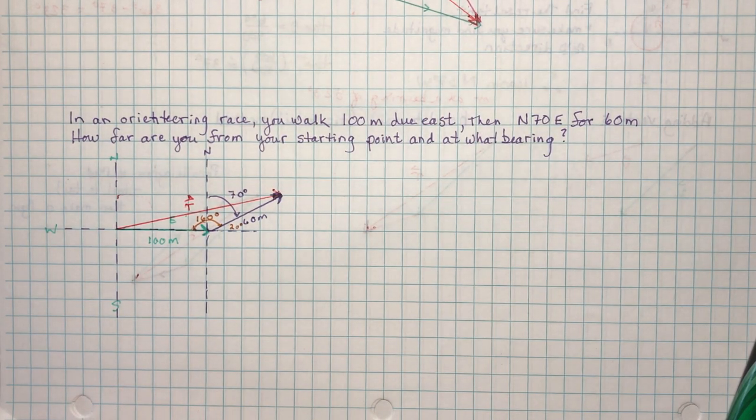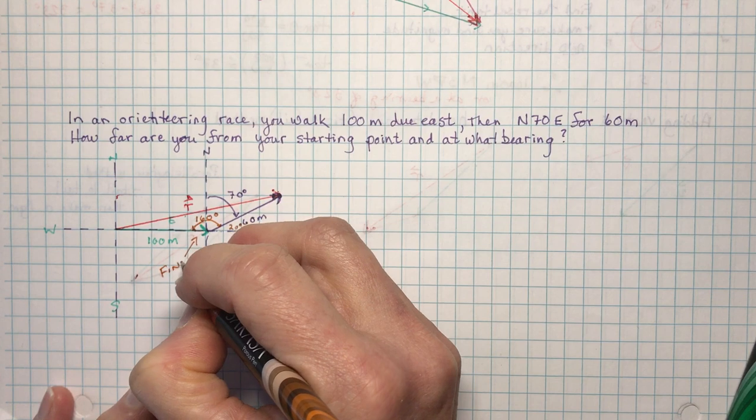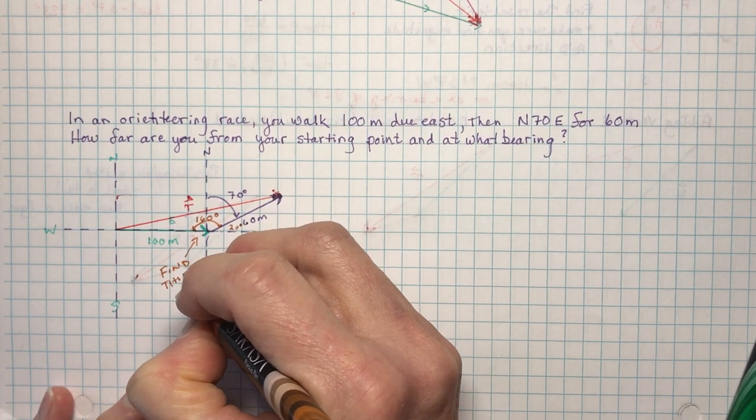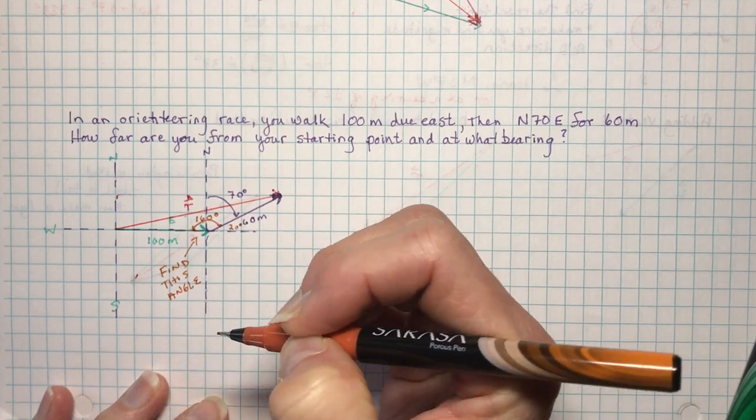I don't know how many students on their test will use the wrong angle for this. Remember, you need to find this angle. Let's write that on here. Find this angle, always. Angle, not an angel, but an angle.